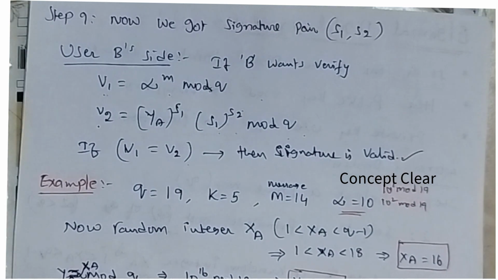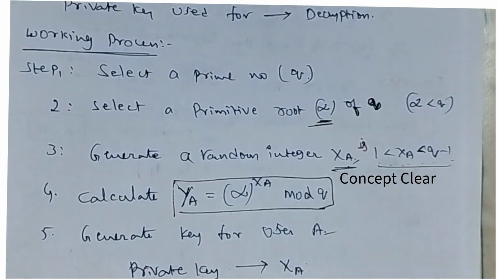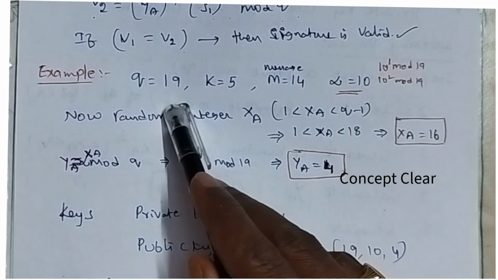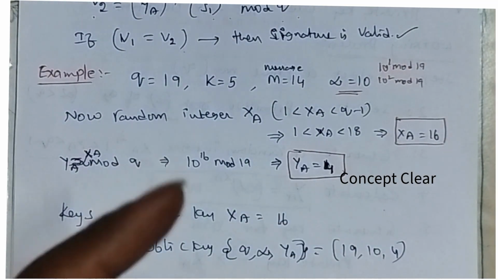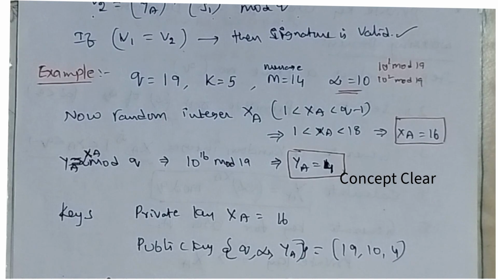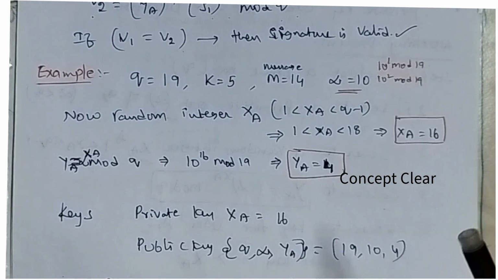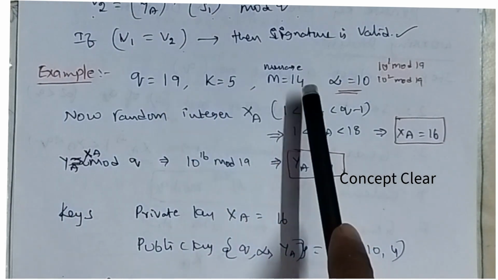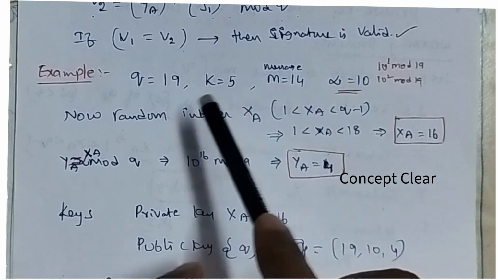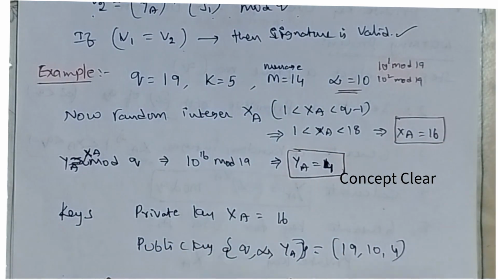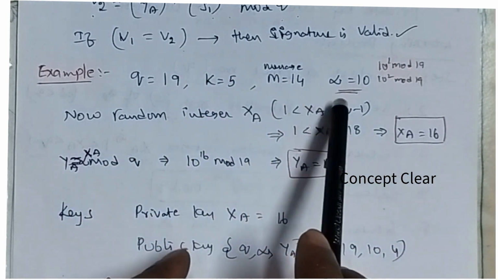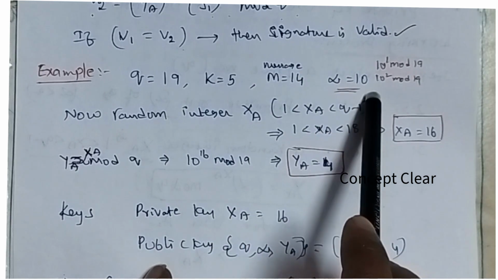Okay, now we will see one example for this implementation. Here I am taking the example value q equals 19. What is q? q is a large prime number, 19. The second step is we have to take the primitive value of q, which is alpha. So I am taking alpha as 10. For exam purposes, if you remember these values, q equals 19 and alpha equals 10.